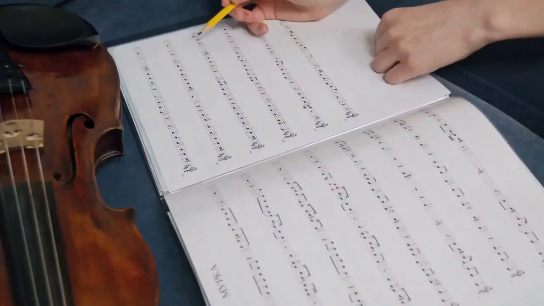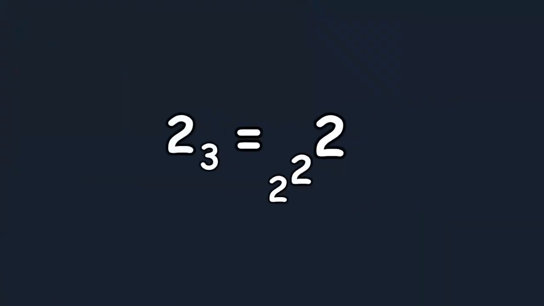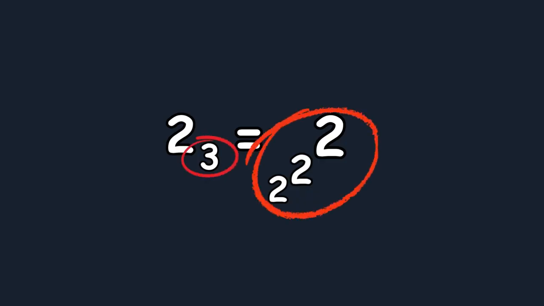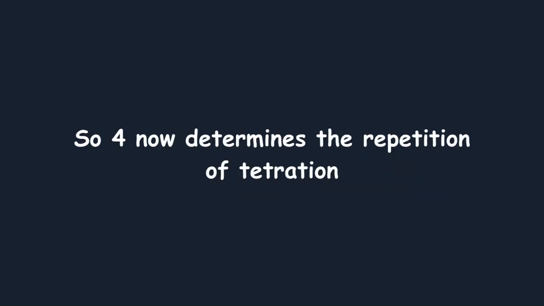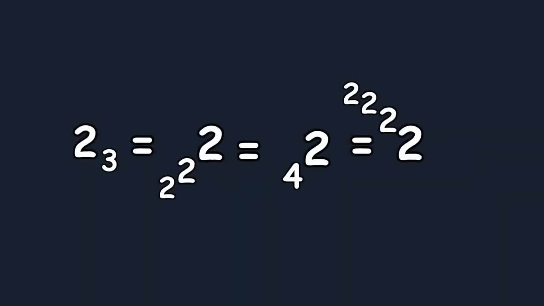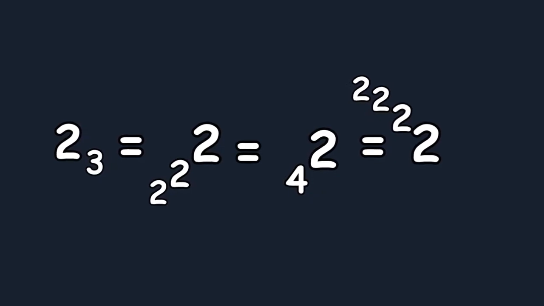In the alternative notation, the exponent goes below and to the right. I think this one's cooler. So 2 hexation 3 will equal 2 pentation 2 pentation 2. See, hexation is determining that 2 will repeat 3 times. And this will be what? 2 pentation 2 equals 4. So it becomes 2 pentation 4. So 4 now determines the repetition of tetration. So we see that it becomes 2 tetration 2 tetration 2 tetration 2, 4 times.